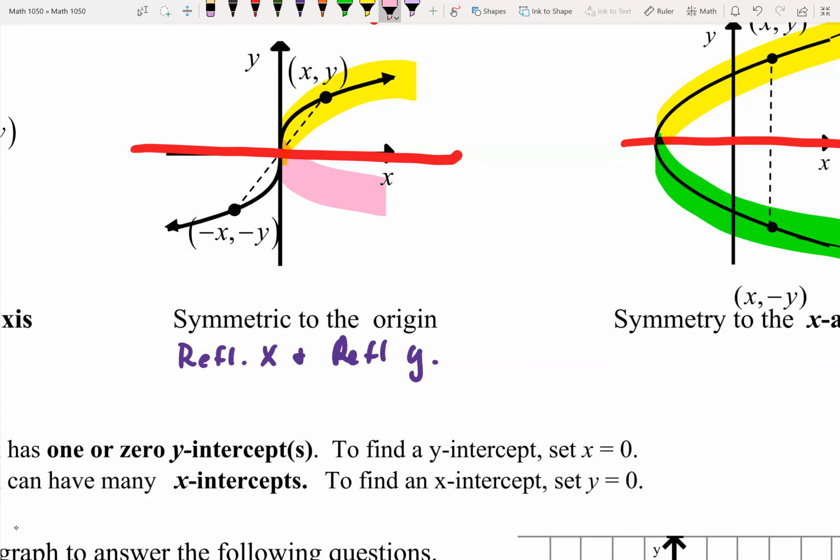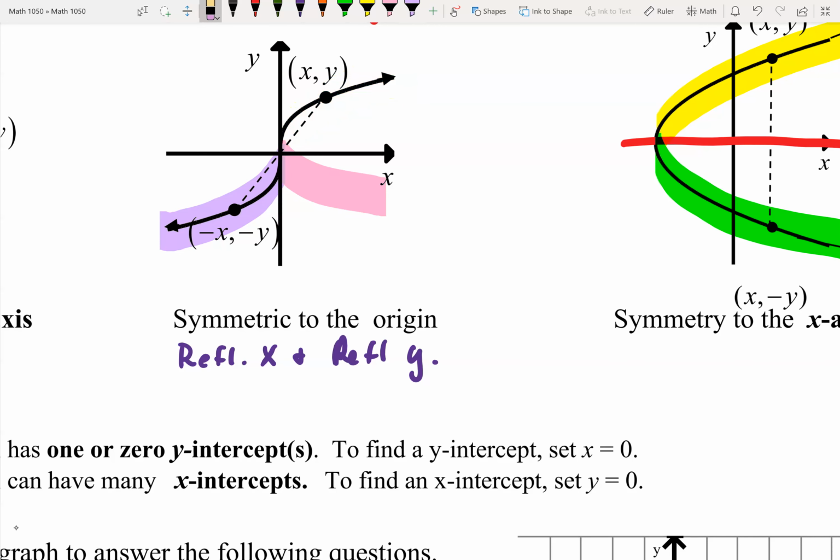It's not reflected across the x-axis because the other half of the graph is not where I put that pink highlighter. But if I then take that pink highlighter and fold it across the y, it lies on the other side and hits the other graph perfectly. That's reflected across the origin.